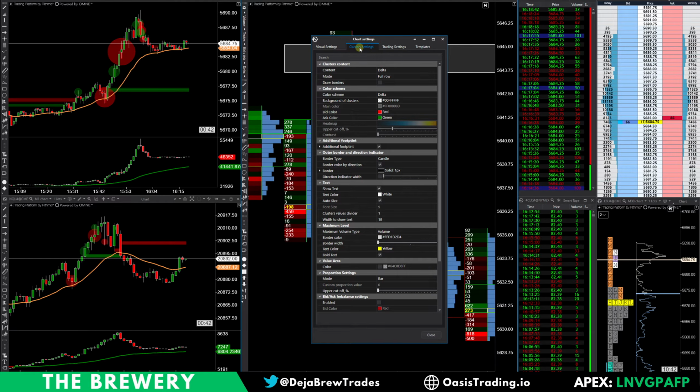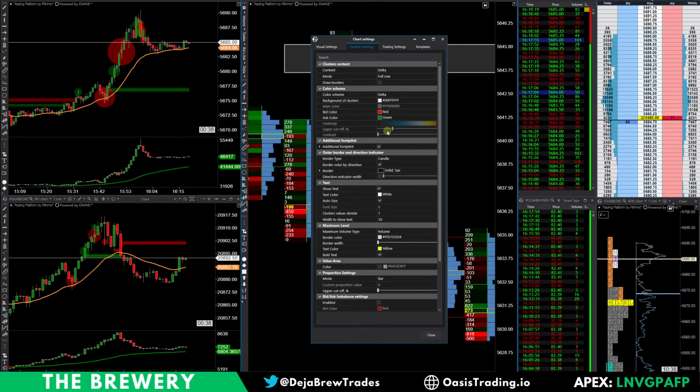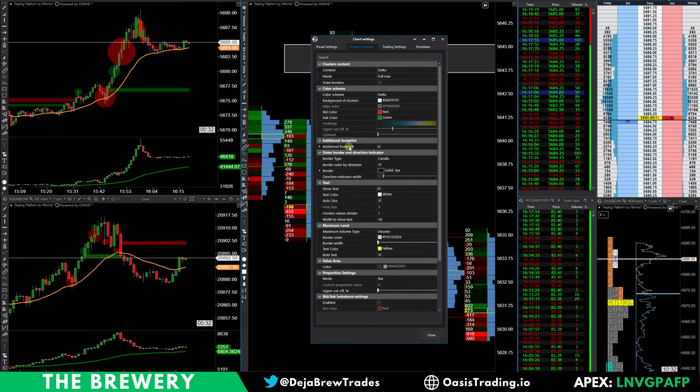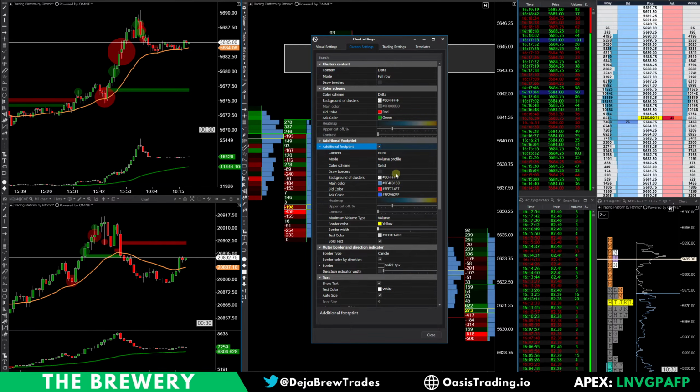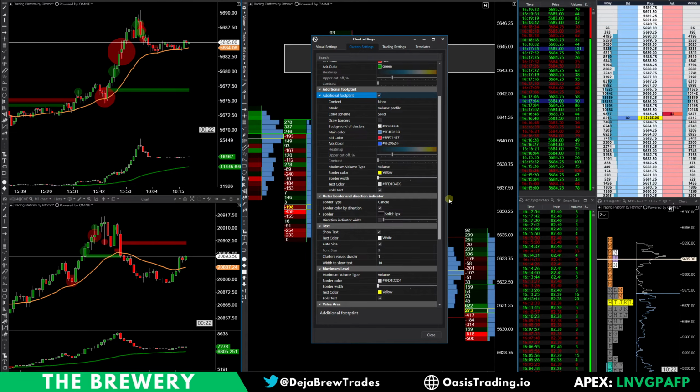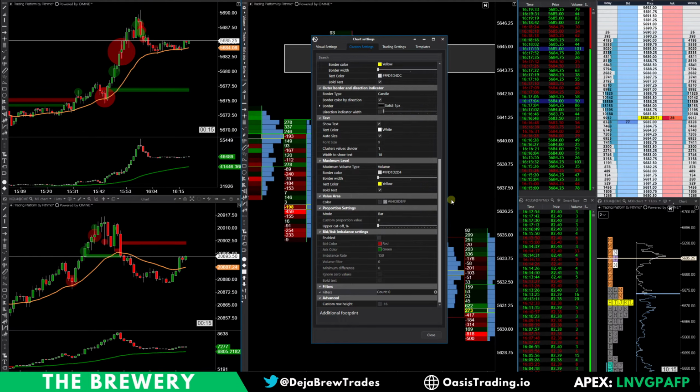So for the cluster settings, it's very important. We have two footprints here. We have the footprint at the top. Here's all the settings for the first one. This is the delta footprint. And then if you click this additional footprint button right here, this will give you a secondary footprint. And we are using a volume profile for that secondary footprint. And then obviously this is on a 30-minute chart. So here are all the settings for that.